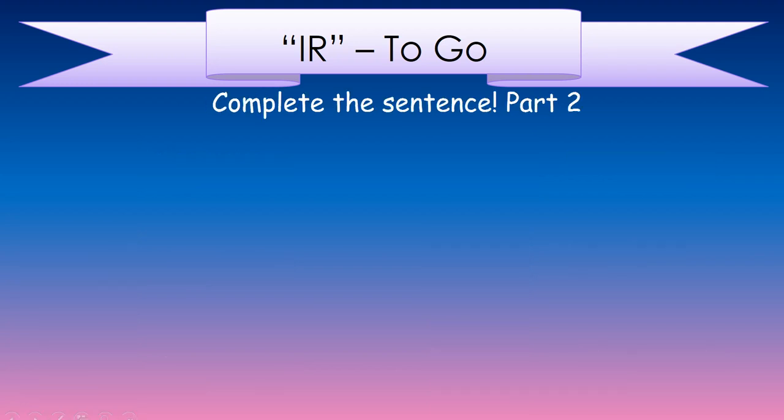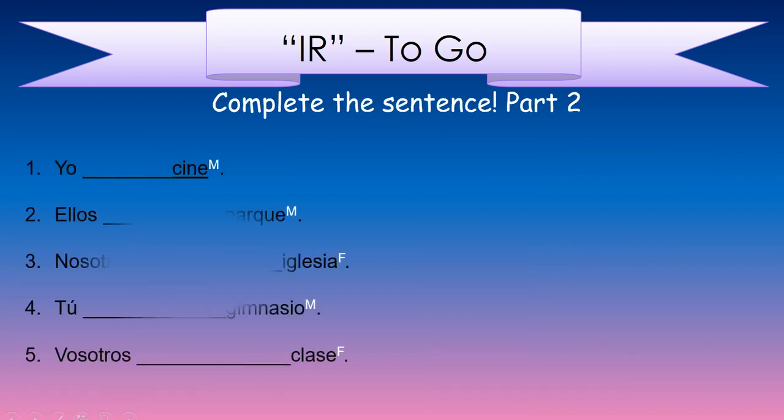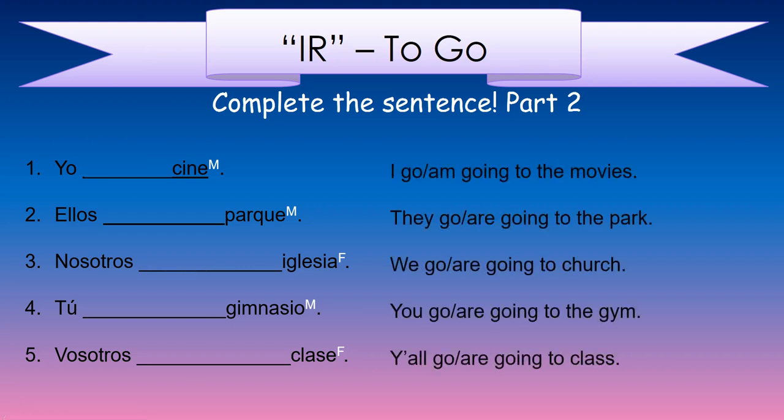A little more practice. This time you'll get to complete the sentence and you'll get to do two parts. You'll get to do the form of ir and you'll also decide if it's an al or an a la. So pause here for as long as you need. I will count to 3 and then I'm going on.